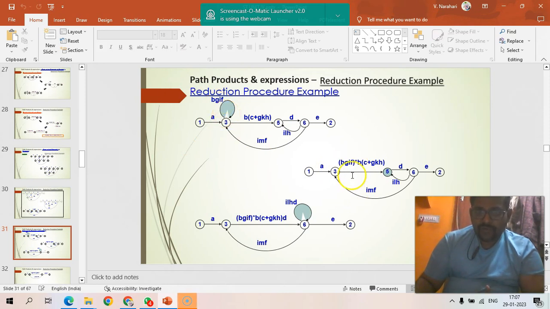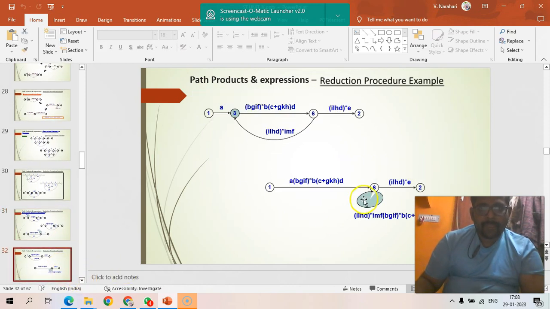Before removing the self loop, BJIF asterisk of B of C plus KGH, and I am removing this particular self loop. So again this forms the self loop here. So I am removing this particular thing, and I am getting ILHD asterisk E, and once again here 3 to 6, 6 to 3, 3 to 6, 6 to 2. So again this particular thing will form a self loop here.